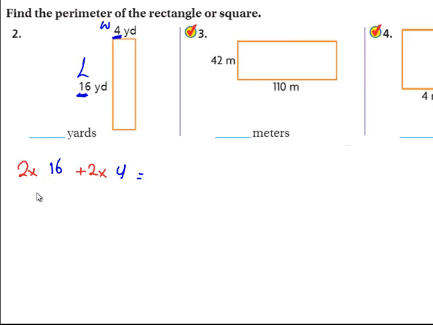Great. 2 multiplied by L, which is 16, plus 2 multiplied by 4, and calculate them. 2 by 16, 32, plus 2 by 4 equals 8. 32 plus 8, great job, 40. 40 what? 40 yards, because he said yards. 40 yards, the perimeter of this rectangle. Let's go to the second one.